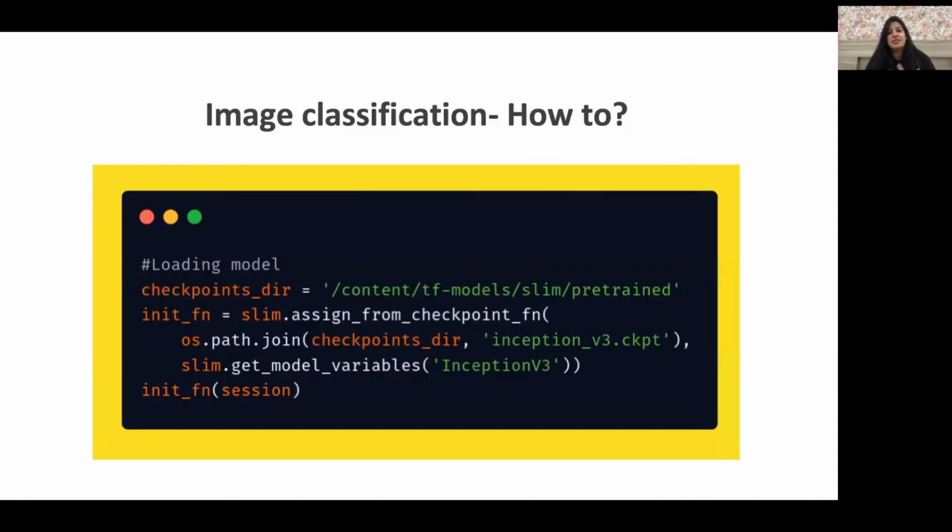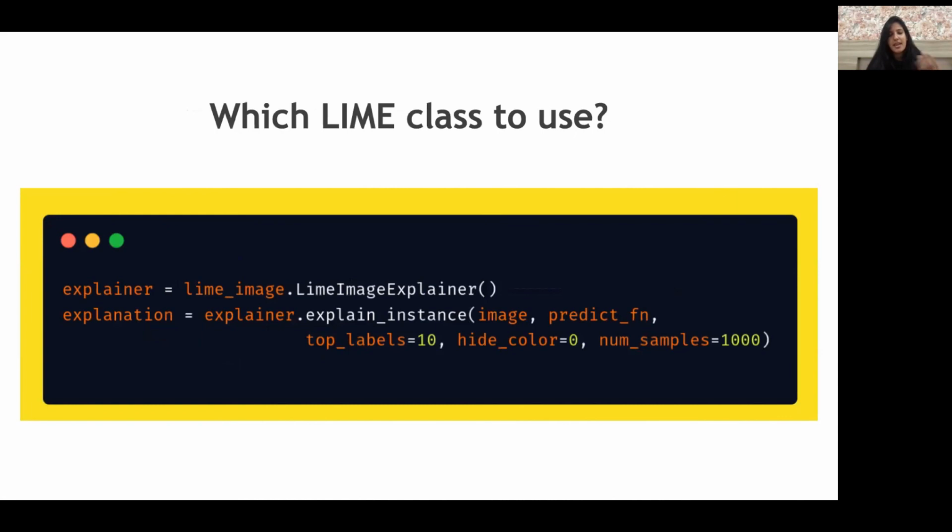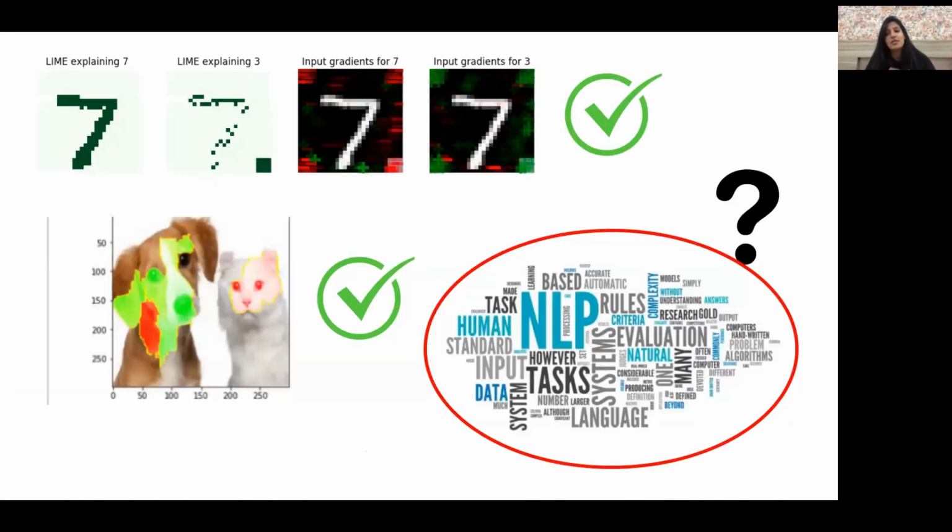So let's say if you're trying to do an image classification application, how do you do it? Let's say you have a TensorFlow based model, an Inception v3 learned, which basically classifies cats and dogs. You have a prediction function in place which gives you the prediction probabilities. Again, all you need to do is create an explainer object and call the explain instance with the image you want to explain, with the prediction function, and the number of samples you want to take in the locality. And that's how simple it is.